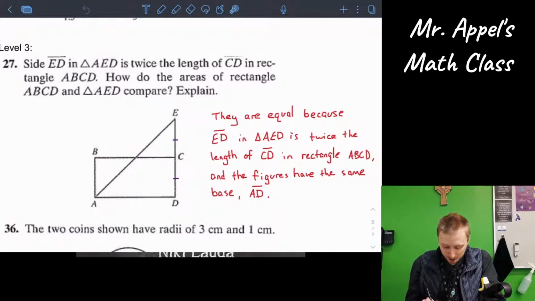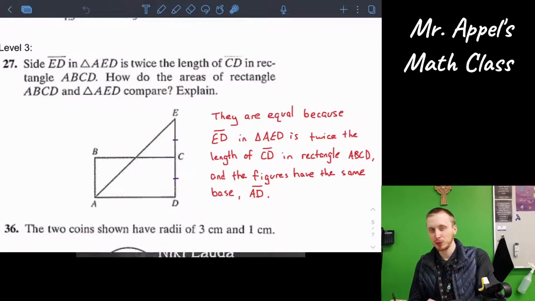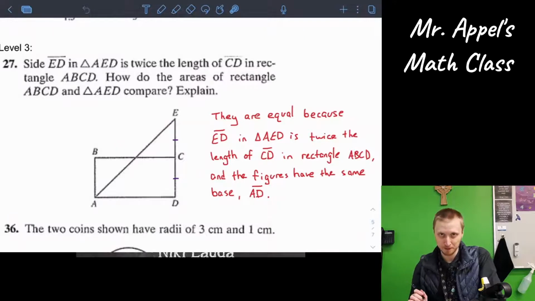We are told that this side ED is twice the length of CD, okay? So that means this segment CD is congruent to CE up here. And how do the areas then of this triangle compare to this rectangle? It turns out those areas will be exactly the same.